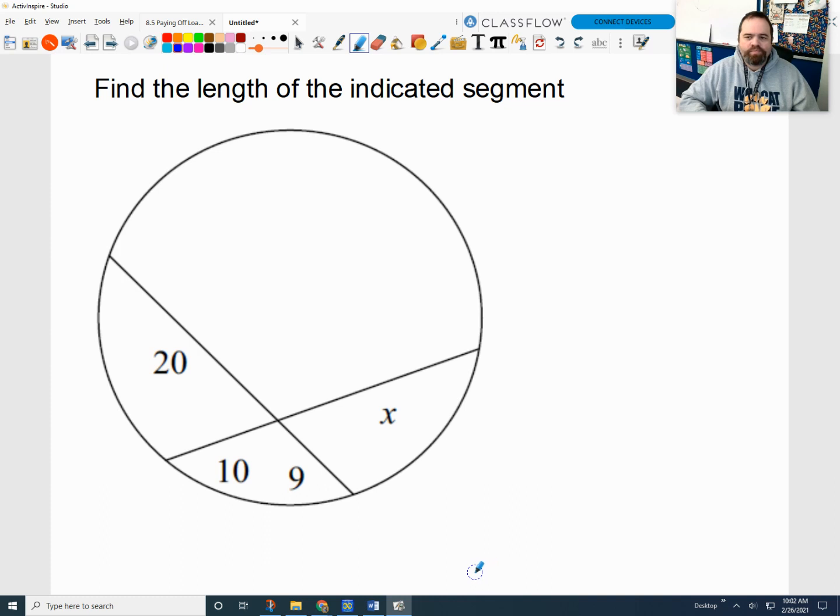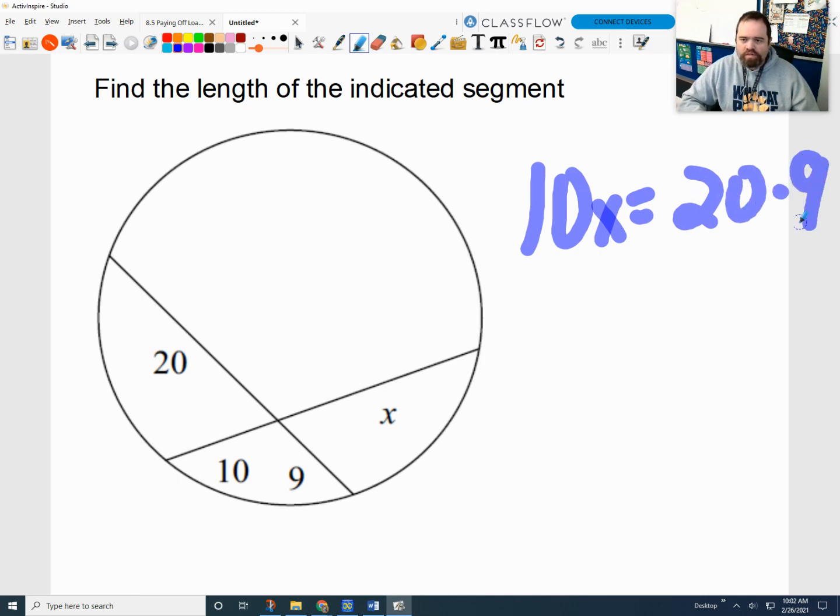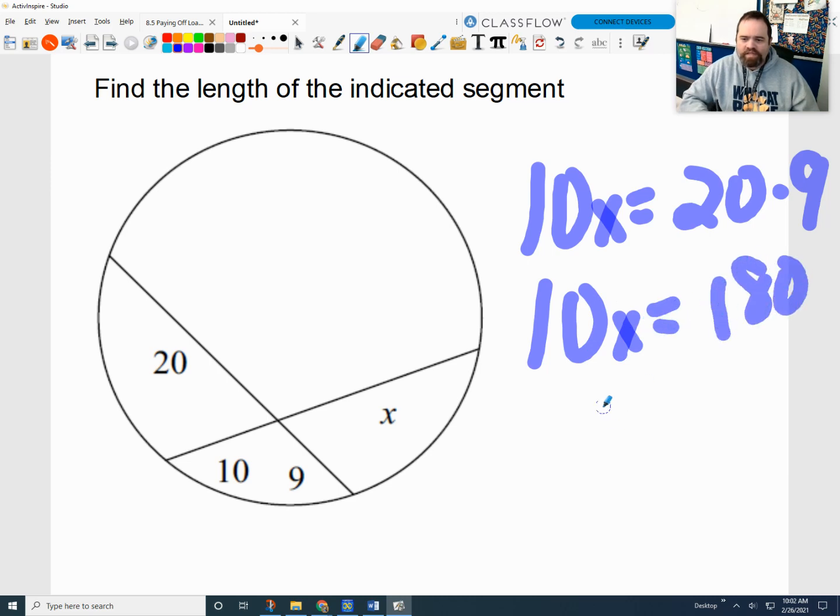All right, last one. This one is also 18. Weird. You multiply together the pieces of each chord to get your equation. So this is 10x equals 180. Divide by 10.